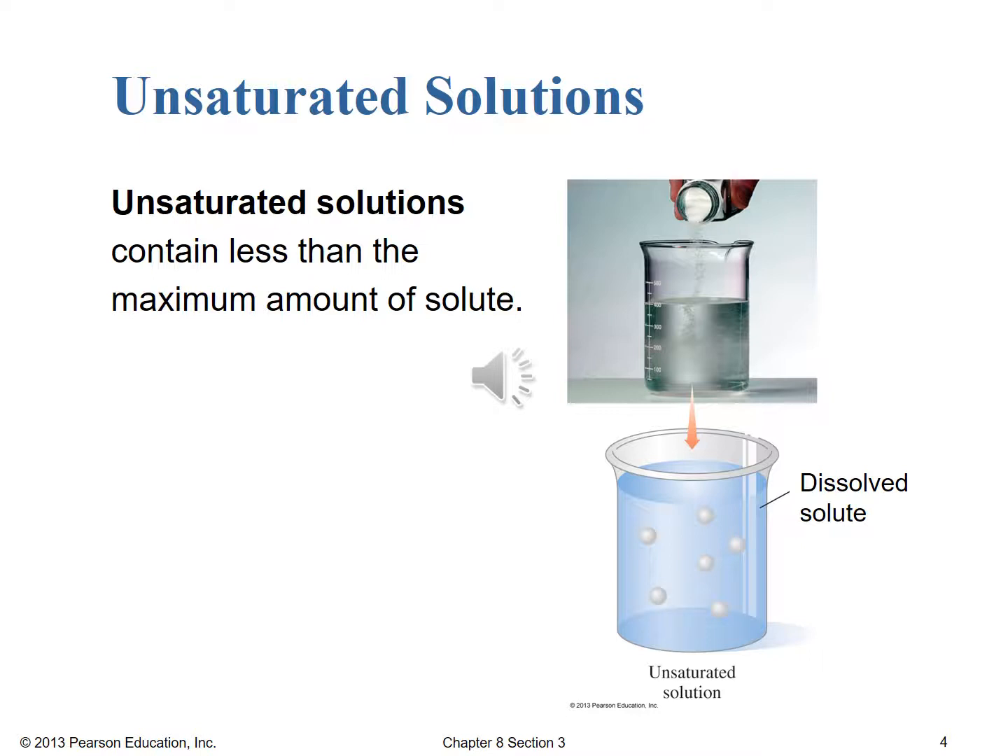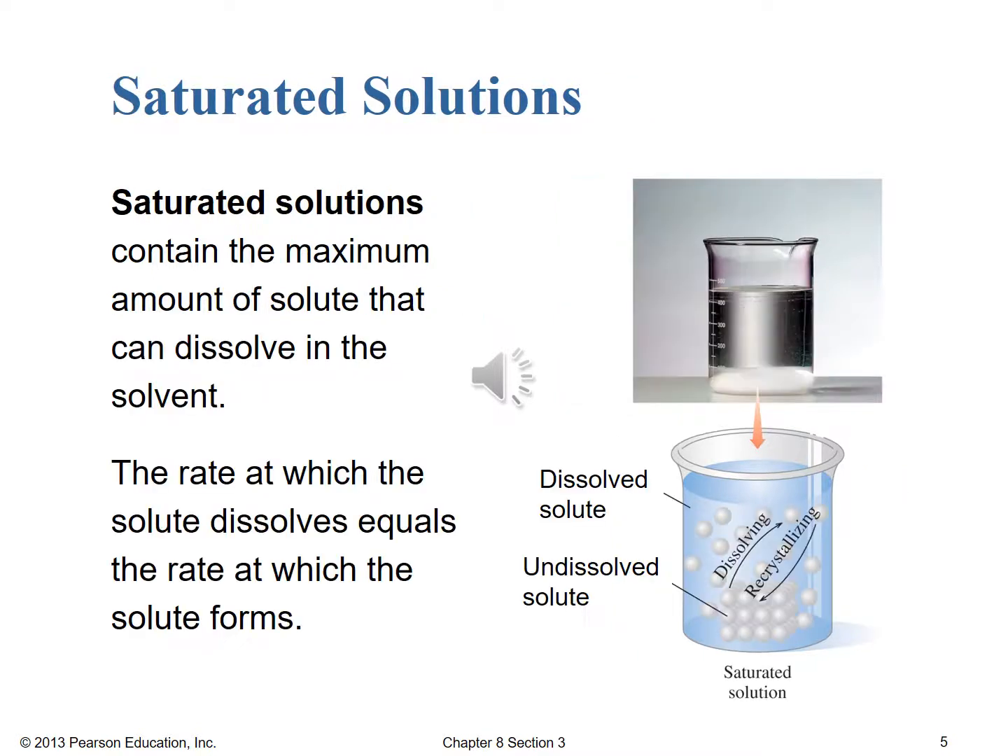Now maybe it's saturated. We don't know. We'd have to add a little more to see if that dissolves. But if you add solute and no more will go into solution at the given conditions, then you know you must be saturated. So there we have it. A saturated solution, on the other hand, has the maximum amount of solute that can dissolve in the solvent. So therefore, if you add additional solute, it will not dissolve in that amount of solvent at that temperature.